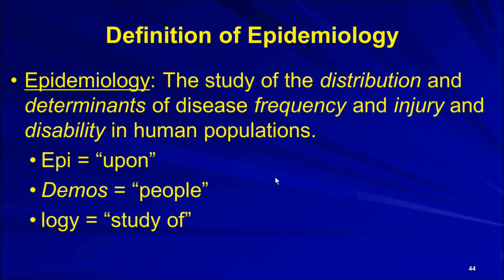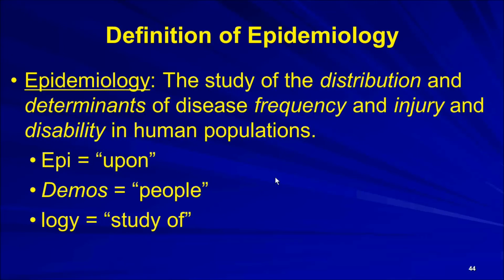But the key words that I mentioned earlier in the first lecture that we want to focus on are distribution, determinants, frequency, injury, and disability. And if you want to underscore, in human populations. Now, let me just read it to you slowly. And this is a definition that you ought to commit to memory. And if we were meeting on a one-to-one basis, what I would do is have you recite this definition as a class out loud to see whether or not you could do so and really understood the key terms.